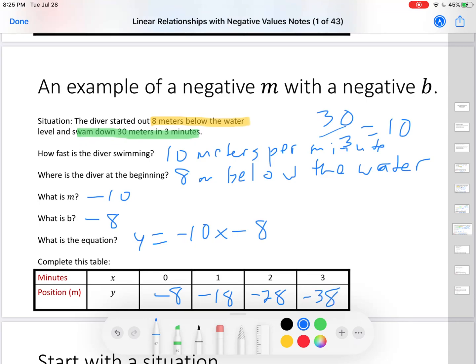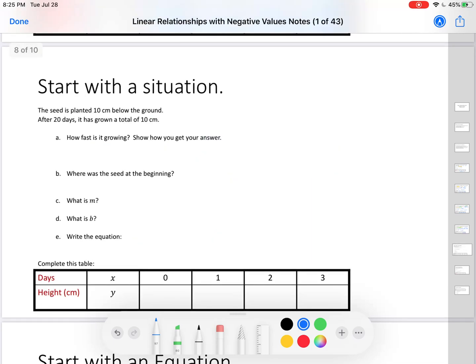Or we could do it with multiplying. Negative 10 times 3 is negative 30. Negative 30 minus 8 is negative 38. Negative 10 times 2 is negative 20. Minus 8 is negative 28. Negative 10 times 1 is negative 10. Minus 8 is negative 18. Negative 10 times 0 is 0. 0 minus 8, negative 8. Easy enough.